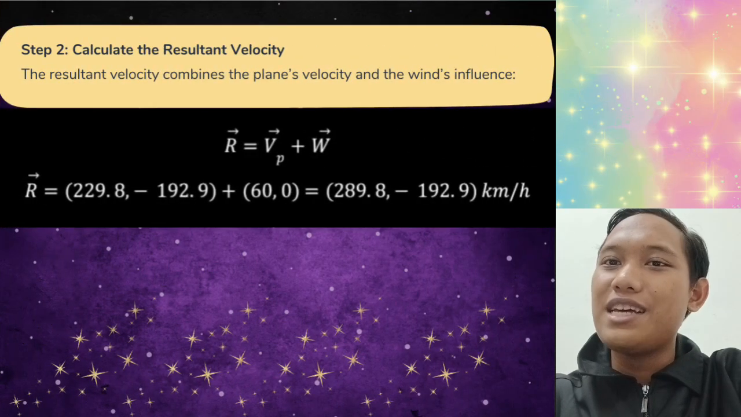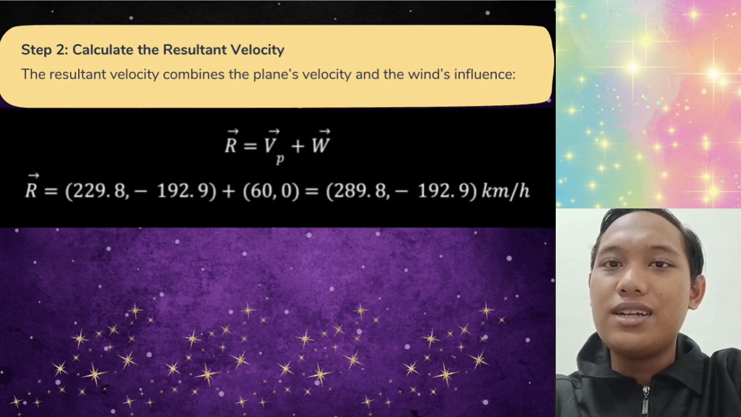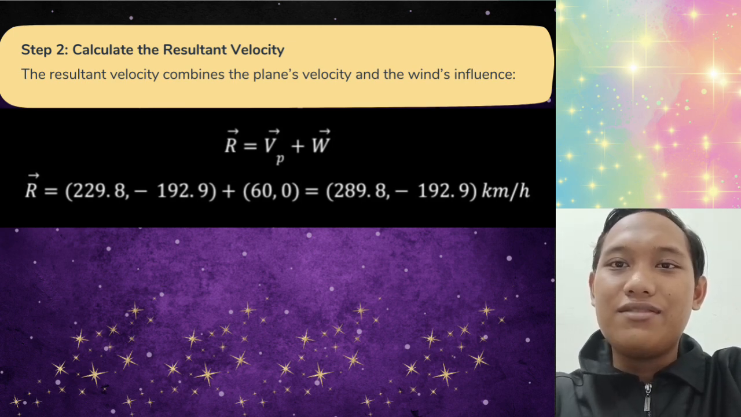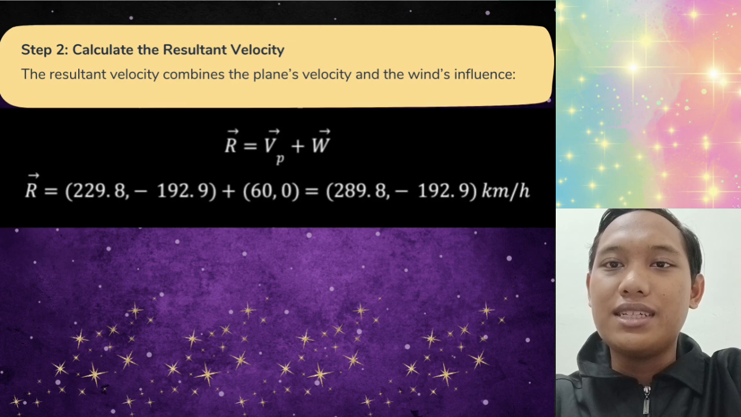Okay, let's do step 2. In step 2, we need to calculate the resultant velocity. The resultant velocity combines the plane's velocity and the wind's influence. Okay, here is the formula: R equals VP plus W.